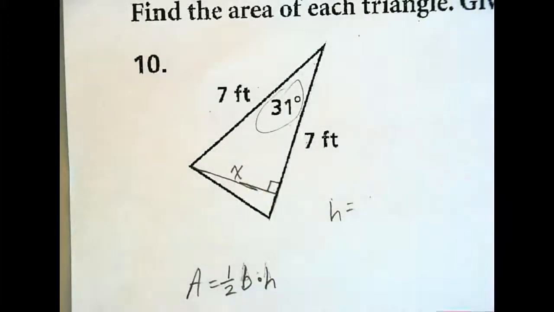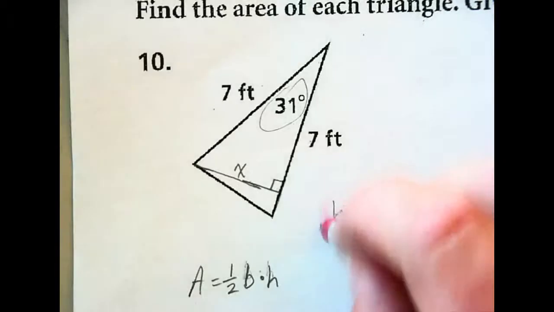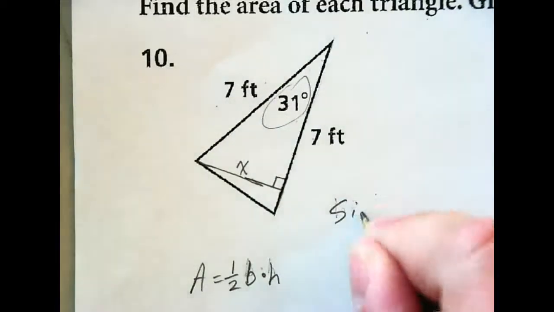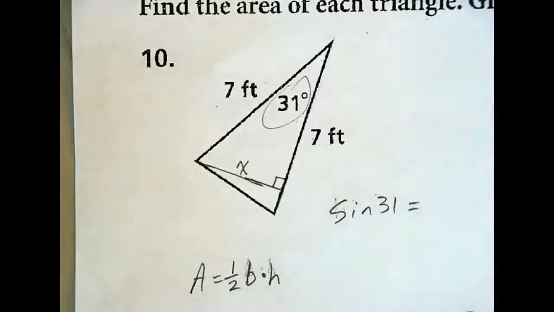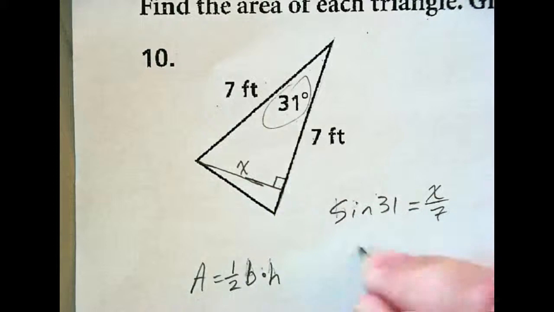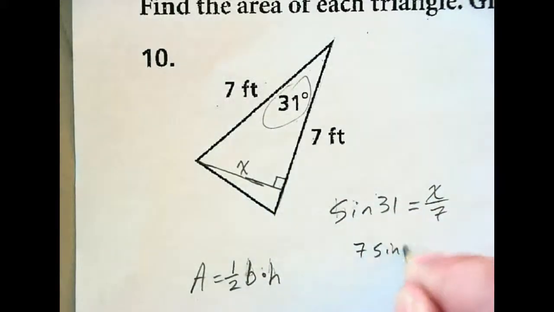So this right here, we're saying that's x. If we want to calculate that, we could use sine, right? We could say sine of 31 is equal to x over 7, opposite over hypotenuse. So 7 sine 31 equals x. Okay, how many are with me right now? Yep. That is equal to our height.